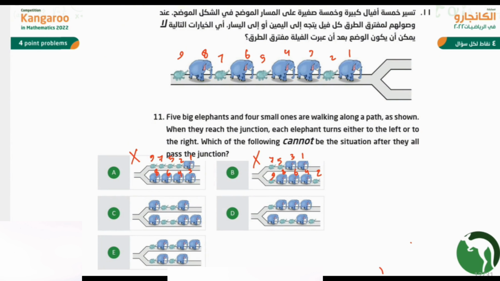Now if you look at C, we have here 1, then 2, then 3, then 4, then now we should select either this one is 5 or this one is 5. So if this one is 5, now this one should be 6, and now this one is 7. So here we should have a big elephant, not a small elephant. So this one is not correct, and C is the correct answer.